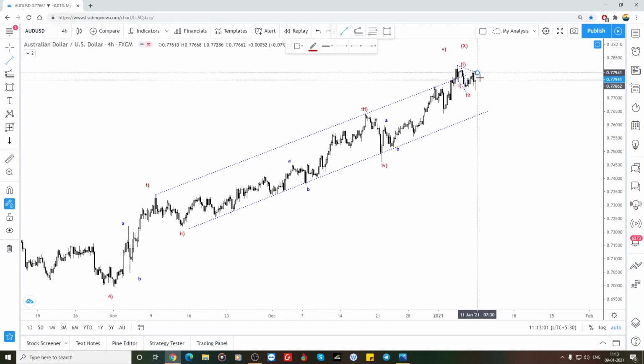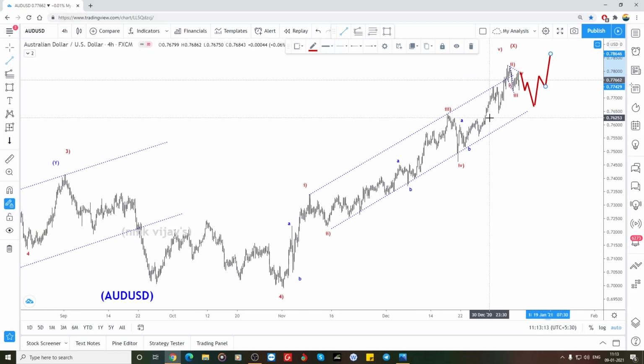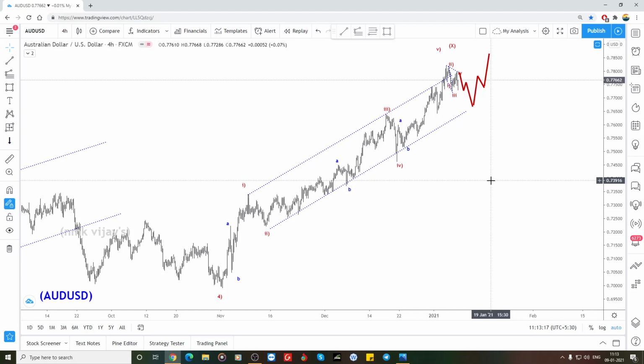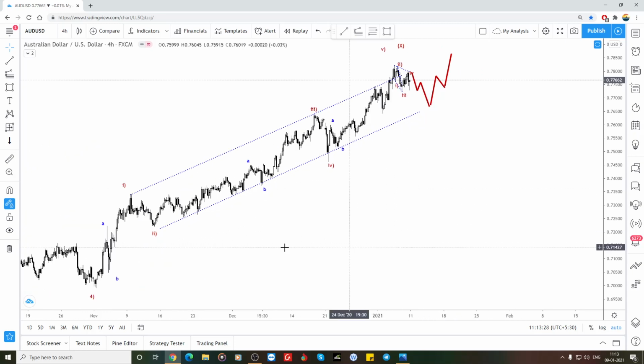In that case, it has to come like this in the 3-wave structure. So this is the end of the third, this is the end of the fourth, and it could travel like this. But if that all happens, the DXY has one more low, but it seems like there is no room to go to the downside, I think so. So I'm not biased on that also. So let's see how it moves.